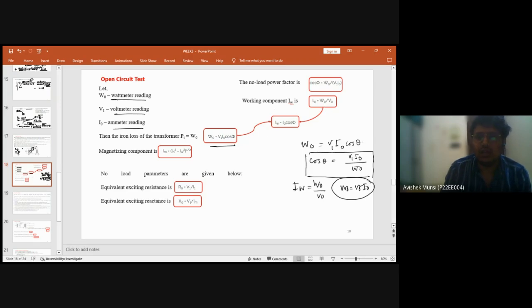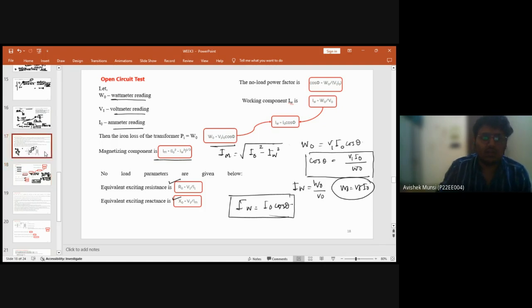So from this we can write that IW is I0 cos phi. It's basically the working current that is flowing through the core loss. Now the magnetizing component of it can be calculated as IM equal to root over of I0 squared minus IW squared, the no load current and the working component of the current. And the equivalent resistance is calculated as R0 equal to V1 by IW, and X0 equal to V1 by IM. So that is basically taken from here.